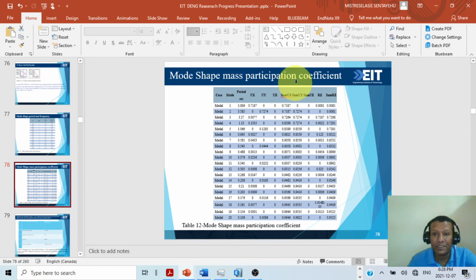Mode shape and mass participation coefficient, as you can see, the first mode period is 3.806, and the modal participation factor is 71.87% of the mass in the pure x direction, and mode 2 was 3.585 seconds, and 72.74% of the mass of the building participated in the y direction, and the third one is pure rotation, 71.87% of the mass was recorded.